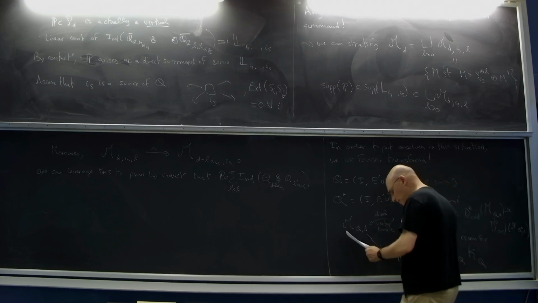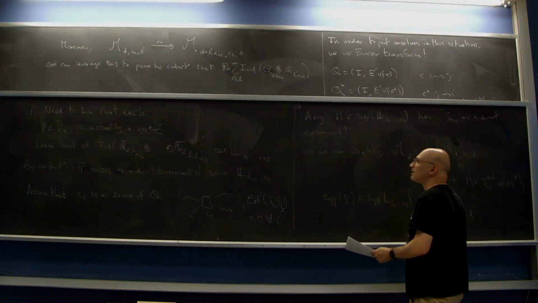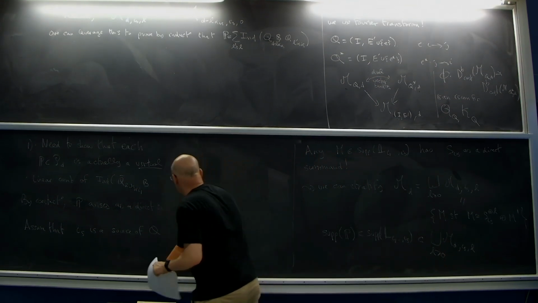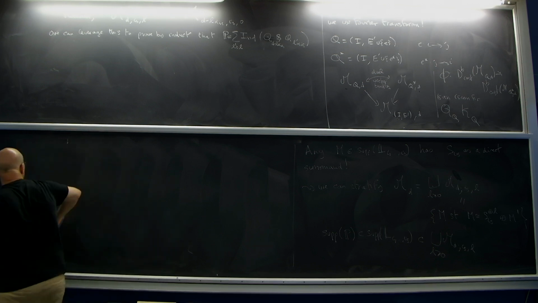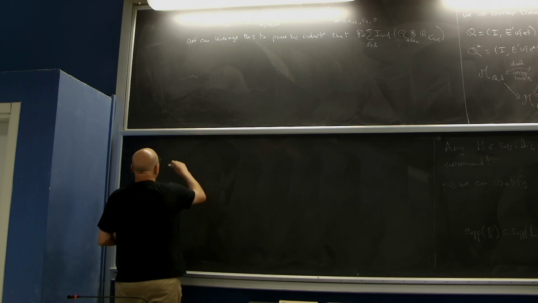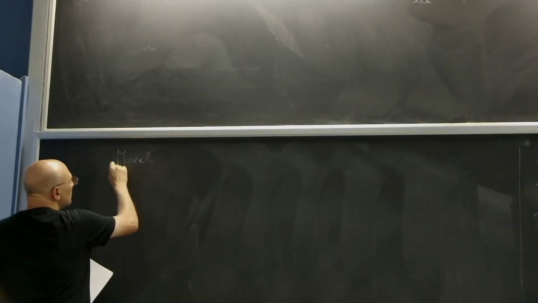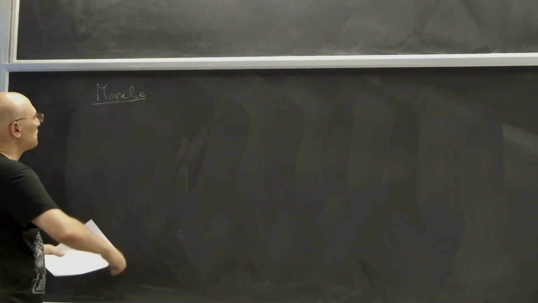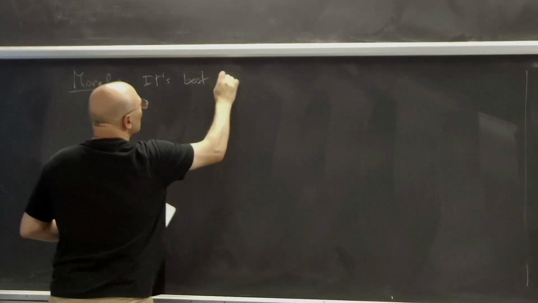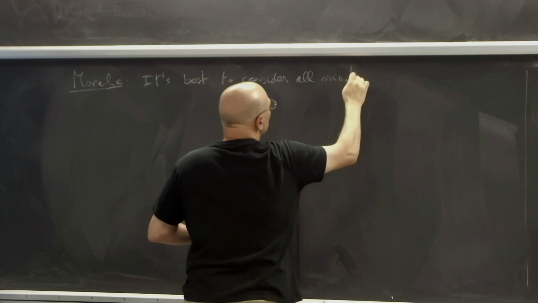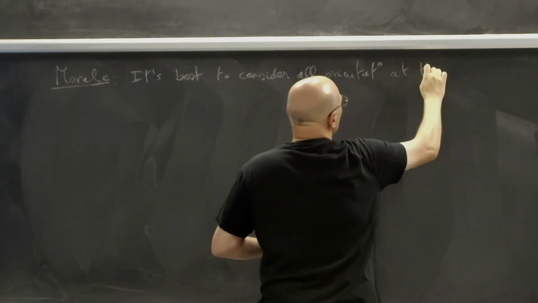So one offshoot that I want to say, and this would now lead me to this dimension 2 world. So what's the moral? What do we learn from this complicated proof? We learn that it's best to consider all orientations at the same time.